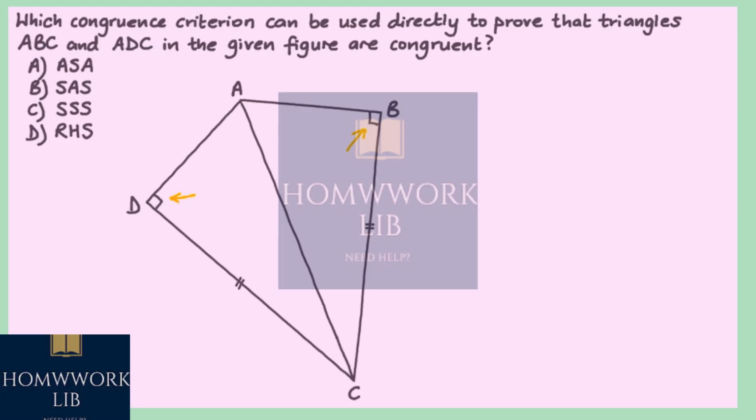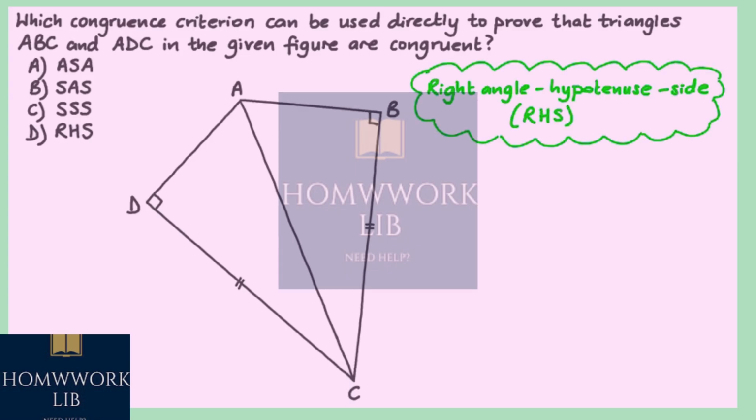The first thing we might observe is that both these triangles have a right angle, which means they are both right triangles, and there is one congruency criterion which applies in right triangles. It is the RHS criterion, which means right angle, hypotenuse, side. So have we got enough information to apply this criterion here?